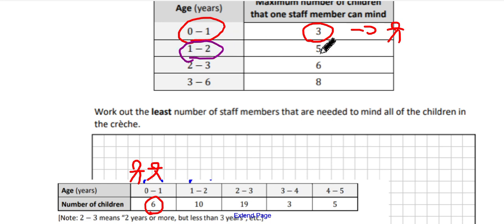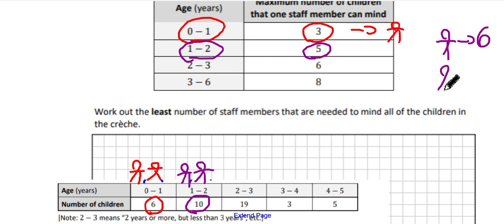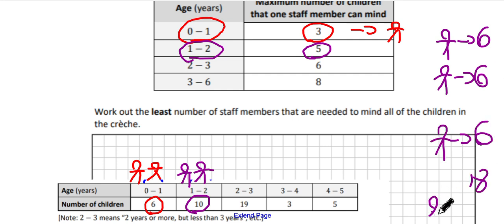In the 1 to 2 age range, I have 5. And what does it say? 10. So I have twice as many, which means I need 2 staff members. 2 to 3 can take 6 of them. So each person takes 6 kids in that age range. Would you agree with that? So 3 staff workers can take, but I need the 4th one for the 19th kid, don't I? So do you all be happy that's 4 people?